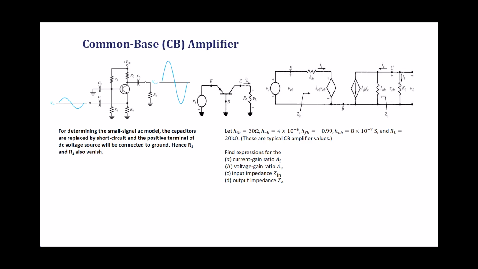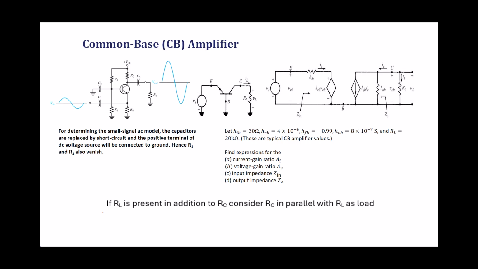The input side has a voltage source Vs feeding the emitter through HIB, and the output side has a current controlled current source HFB times IE feeding the collector along with the output conductance HOB and the load resistor RL. For this example, we'll use typical common base amplifier values. HIB equals 30 ohms, HRB equals 4 times 10 to the negative 6, HFB equals negative 0.99, HOB equals 8 times 10 to the negative 7 Siemens, and RL equals 20 kilo ohms.